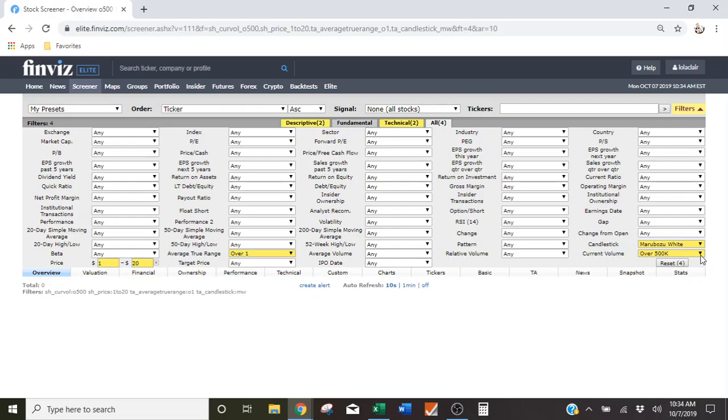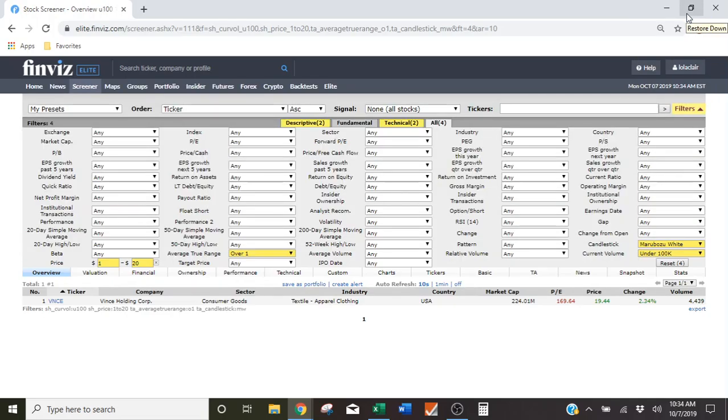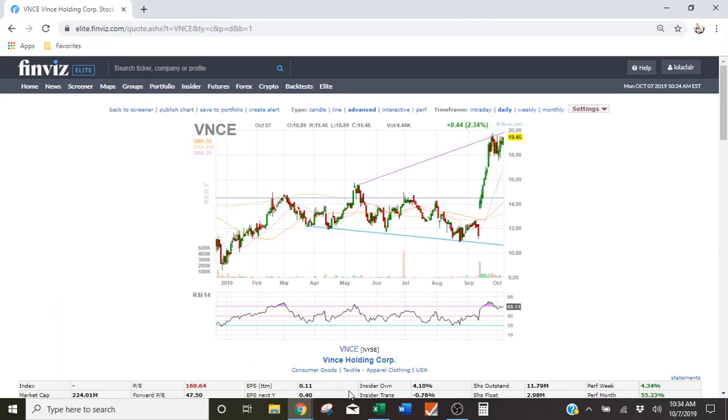Let's see if we can put this down to say any, if it'll pop up anything. No. All right, let's try even going a little lower. And it doesn't bother what I have already set up, because what I have set up is saved, so I can just go through and adjust. But it does not affect what I have saved in my presets. So let's look at this. This is a Marubozu white, and this is stock going up. So there you have it.